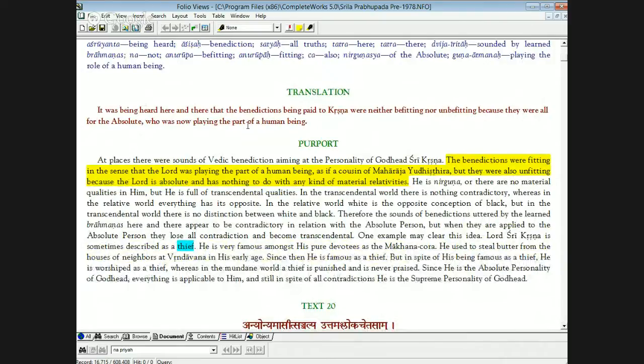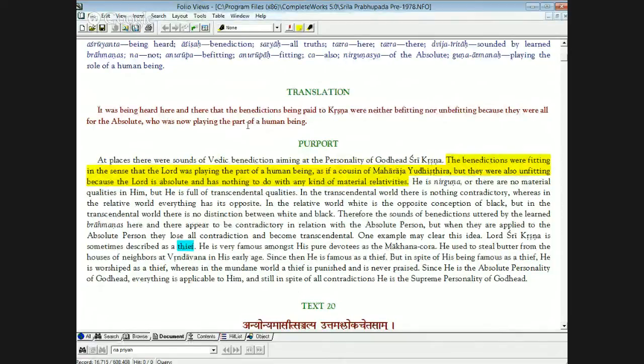At places there were sounds of Vedic benediction aiming at the Personality of Godhead Krishna. The benedictions were fitting in the sense that the Lord was playing the part of a human being, as if a cousin of Maharaj Yudhishthir. But they were also unfitting because the Lord is absolute and he has nothing to do with any kind of material relatives. He is nirguna, or there are no material qualities in him, but he is full of transcendental qualities.